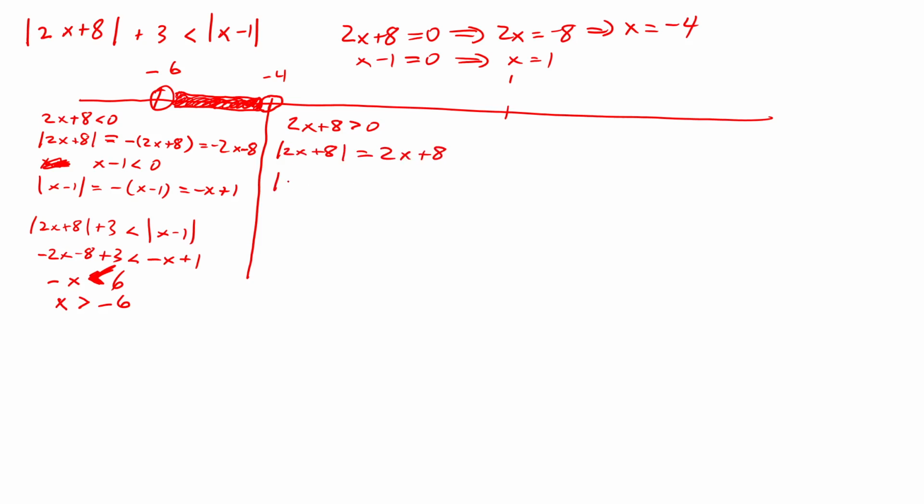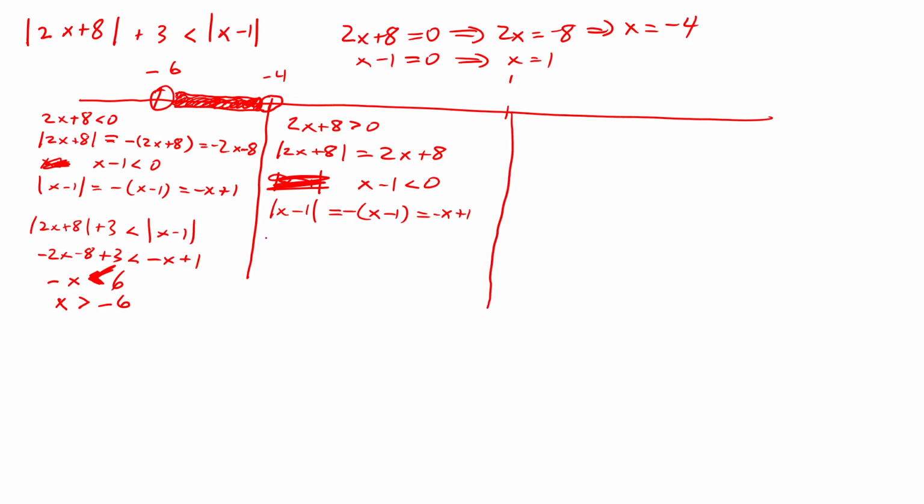But in this interval, for the absolute value of x minus 1, we know that x minus 1, which is the interior of the second one, will be less than 0 still. For instance, letting x be 0, which is a number in between -4 and 1, we would get a negative quantity. So that means that the absolute value of x minus 1 will be negative (x minus 1), which is -x plus 1. Now we're going to build our wall here so we don't go past it.